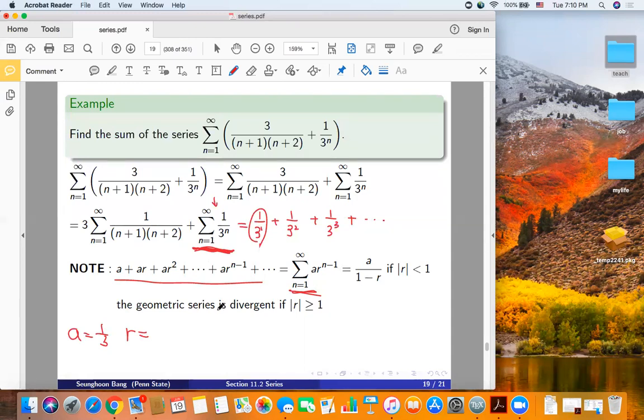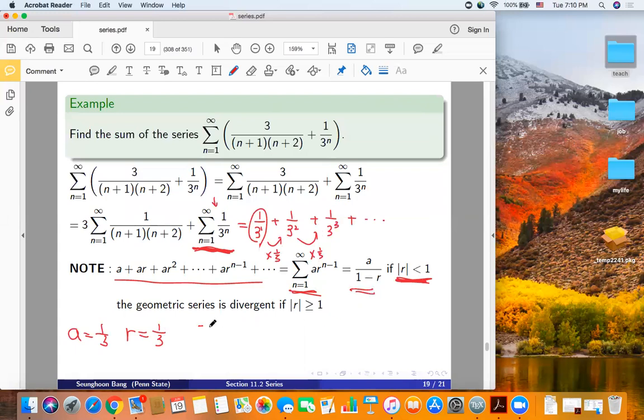The 1/3 again, is right? Yes. How can you find the 1/3 square? First one times 1/3. How can you find the third one? Second one times 1/3 and so on. Right? So this is 1/3. The absolute value of 1/3 is less than 1, so we have a convergent result.